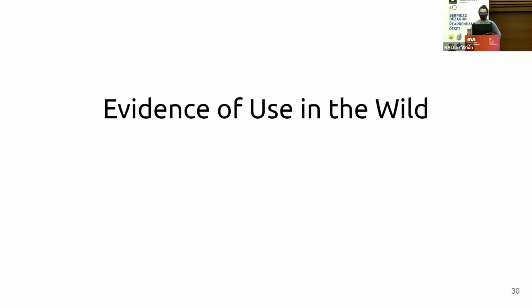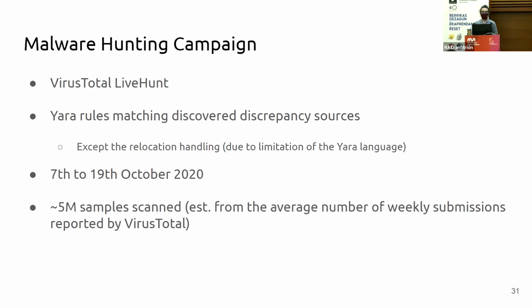All right, now that we found these discrepancies, we asked ourselves, is there a way to understand whether malware authors are already knowledgeable about them and if they are already exploiting them in the wild? To answer this question, we ran a VirusTotal live hunt campaign for which we created YARA rules that match the discrepancies that we found. All of them except the relocation one I talked about before, due to the limitation of the YARA language.